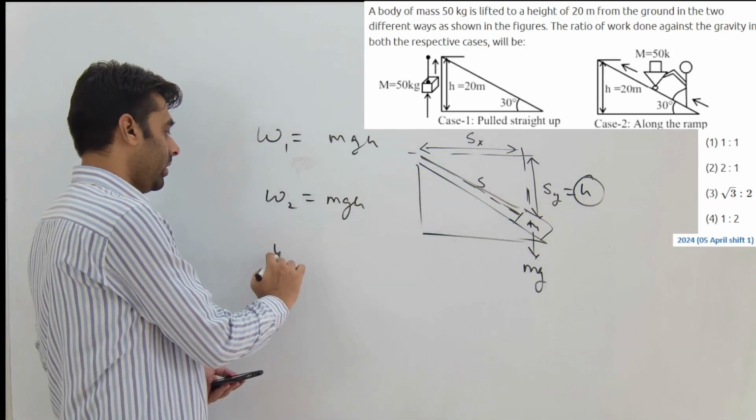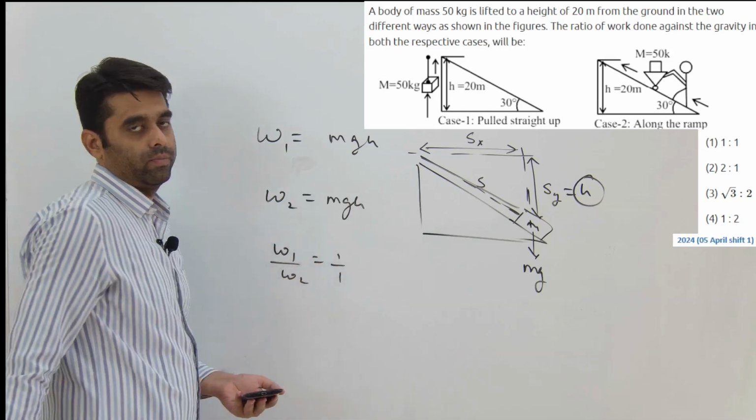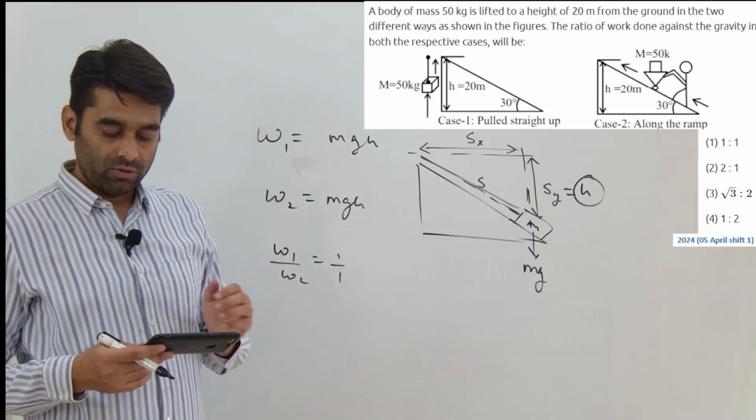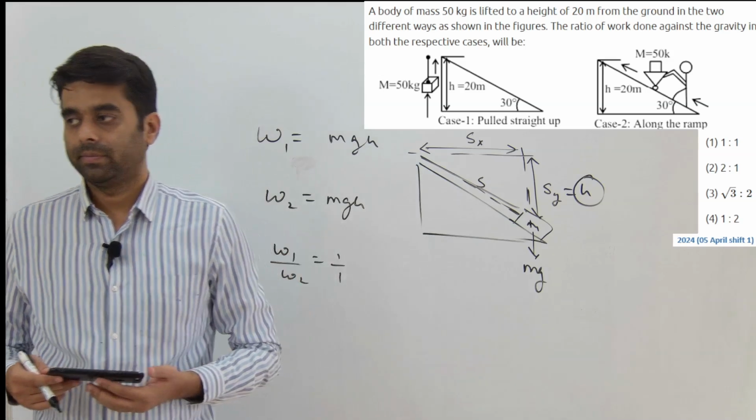So the ratio will be coming out to be 1:1. The ratio will come out to be 1:1. If you see, the option will be option number 1, right? Let us move ahead.